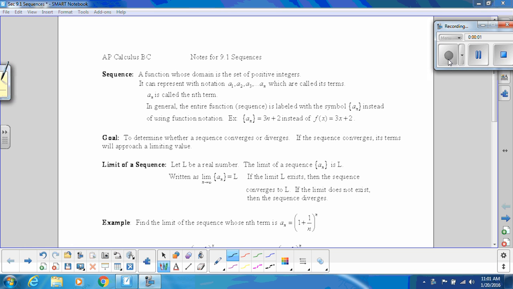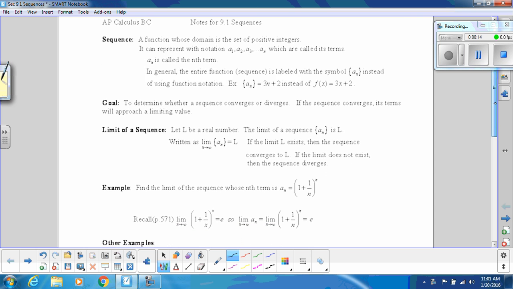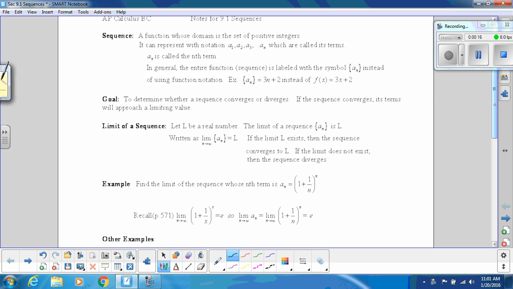All right, we're in a new unit, sequences and series, and this first section is really kind of a reminder of everything you know about sequences from pre-calc, and I'll introduce a few new vocabulary and things you need to know. Okay, so reminder, a sequence is a function, but the domain is simply the set of positive integers.